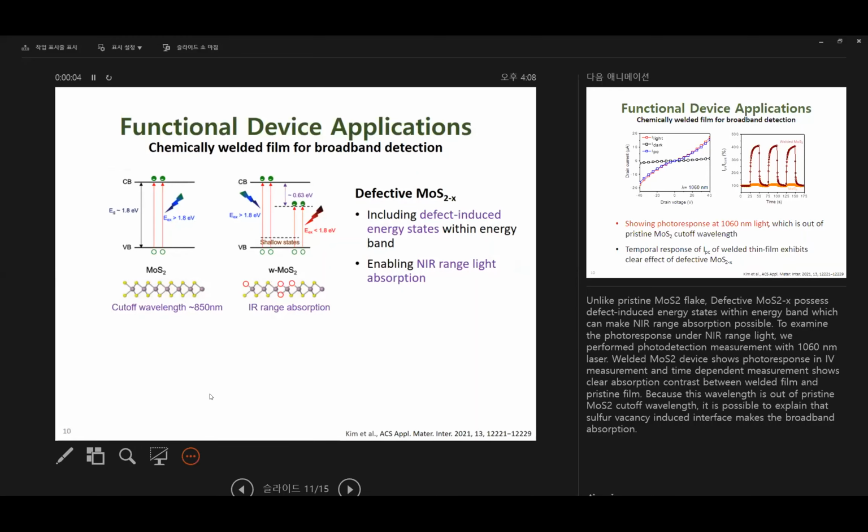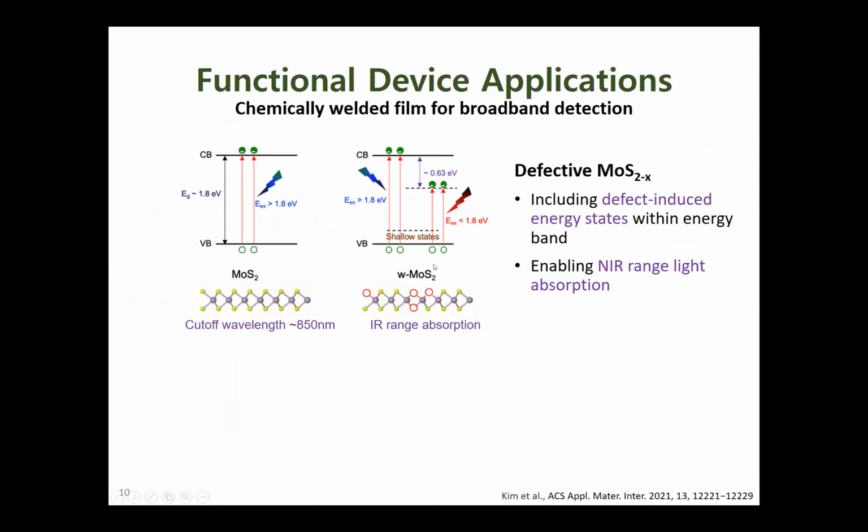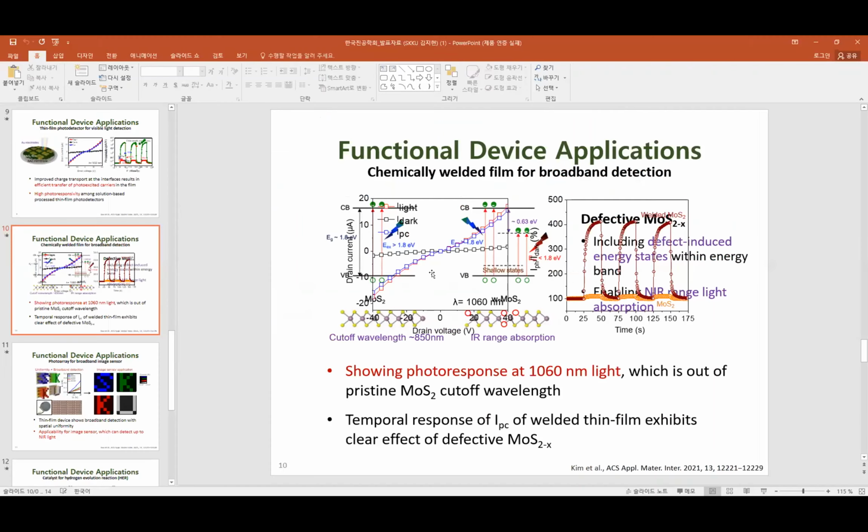Unlike pristine MoS2 flake, defective MoS2-x possesses a defect-induced energy state within the intrinsic band gap. So it can absorb lower energy wavelength light than pristine MoS2 flake. Oh, it means you have introduced some more states in between CB and VB. Yeah. Okay, thank you.